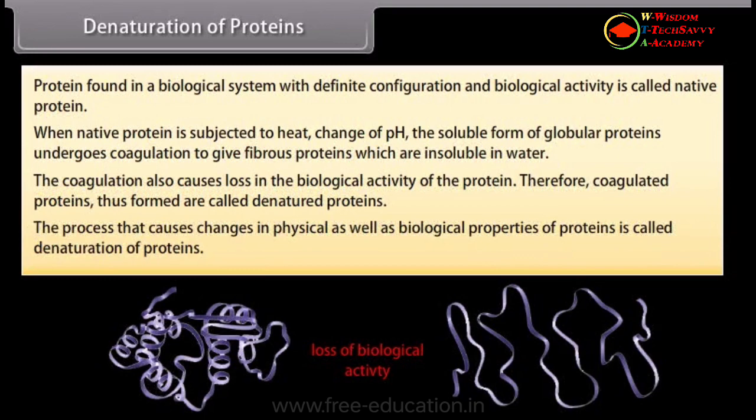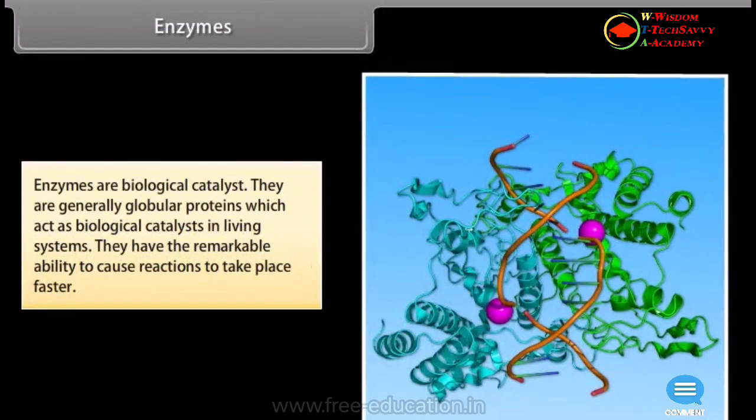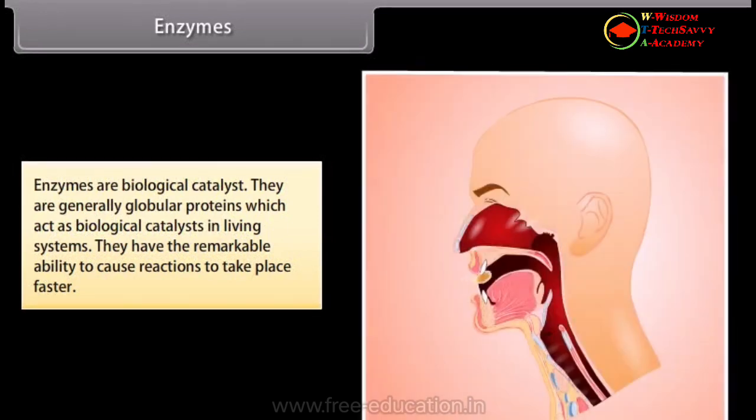The process that causes changes in physical as well as biological properties of proteins is called denaturation of proteins. For example, coagulation of egg on boiling and curdling of milk. Enzymes. Enzymes are biological catalysts. They are generally globular proteins which act as biological catalysts in living systems. They have the remarkable ability to cause reactions to take place faster. For example, if enzymes were not present in our digestive tract, it would take about 50 years to digest a single meal.